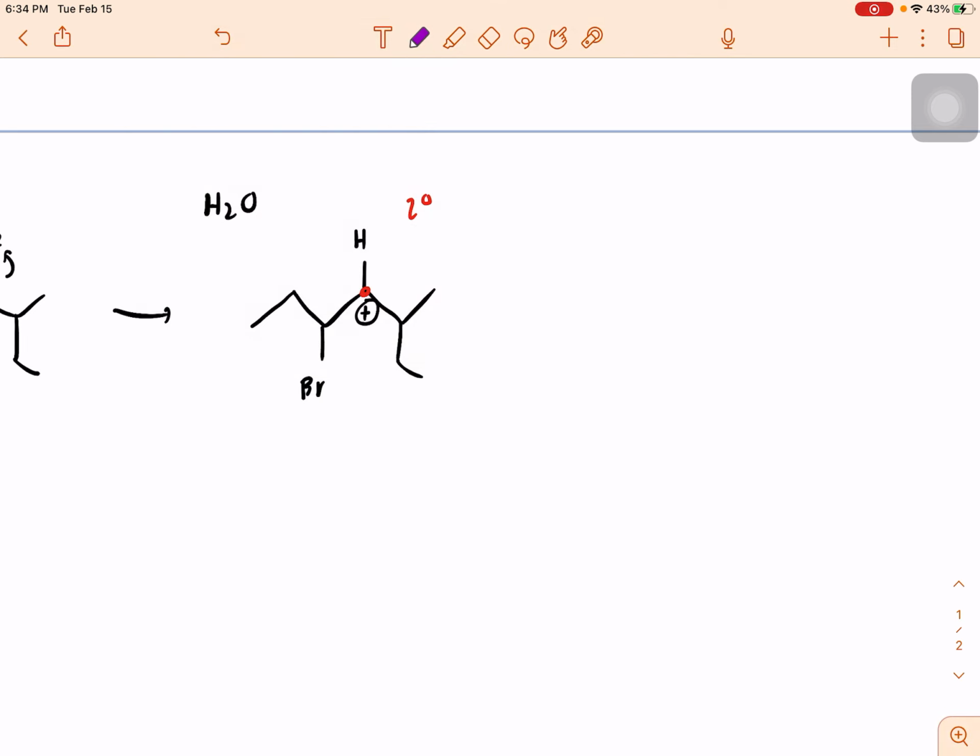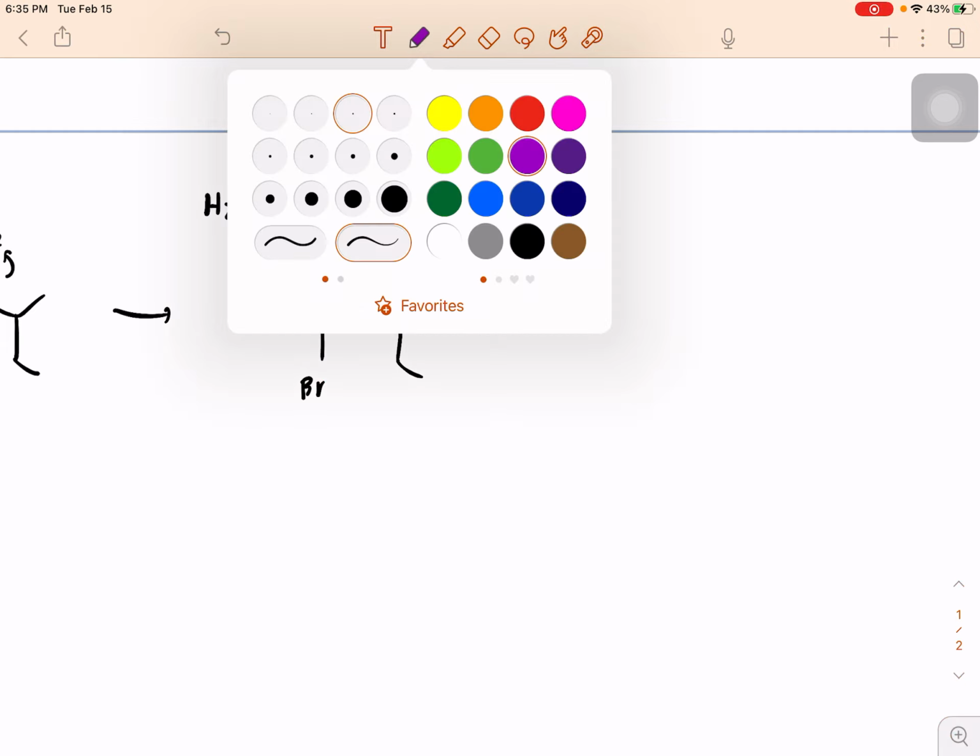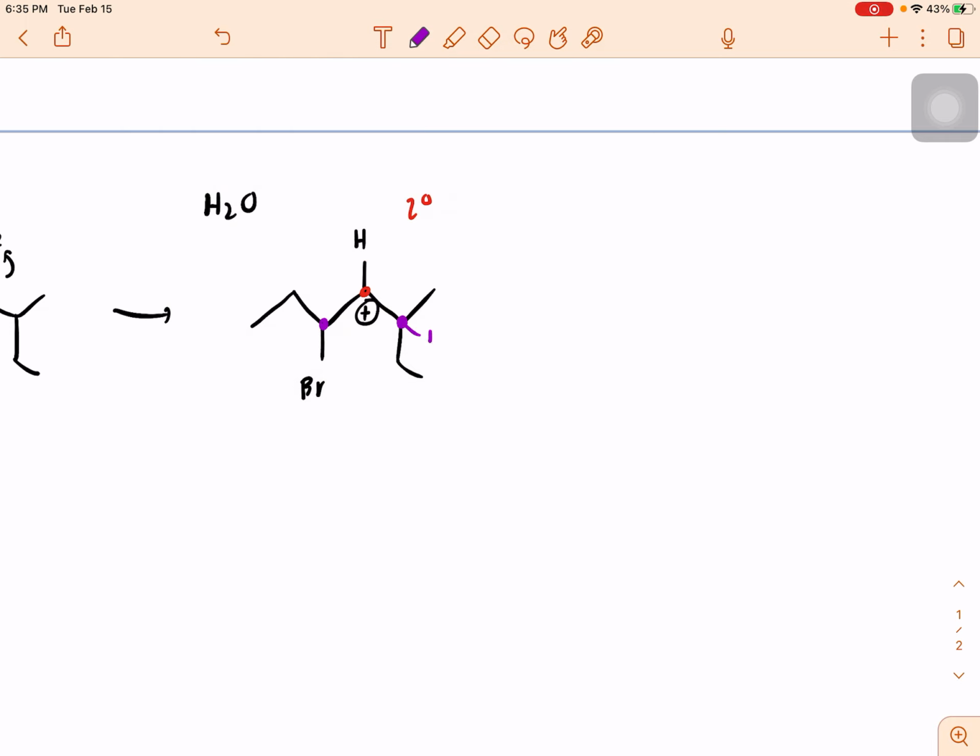We can only take off things that are on carbons adjacent to the carbocation. So that means that we can take stuff off of this carbon or this carbon. And we wouldn't move this methyl group or this ethyl group. We wouldn't move the bromine. We wouldn't move this ethyl group because then we would just be right back where we started with the secondary carbocation.